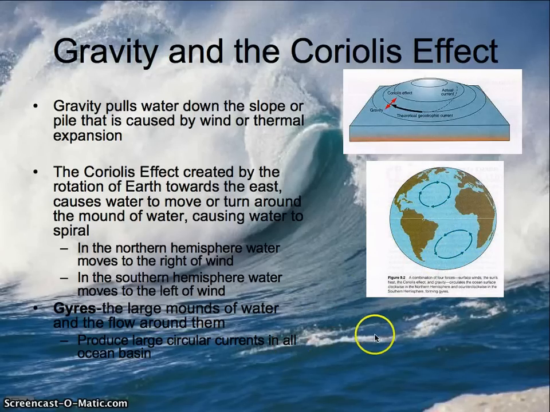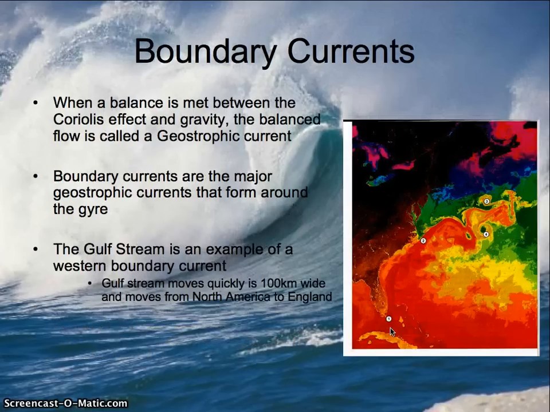These are known as gyres, or large mounds of water that flow around them. And they're produced in all of the major ocean basins of the world. So there are 5 major ocean gyres. When we look at these ocean gyres individually, we're talking about a boundary current. It's when a balance is met between the Coriolis effect and the flow, and it's called a geostrophic current. Boundary currents are the major currents that are formed around a gyre.